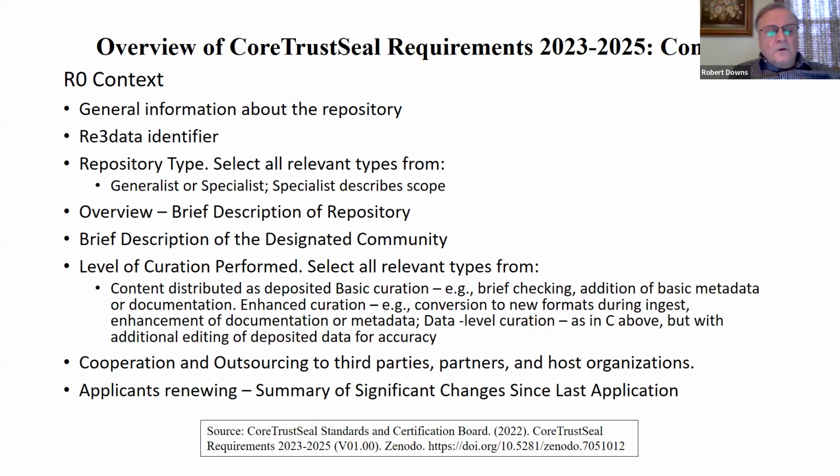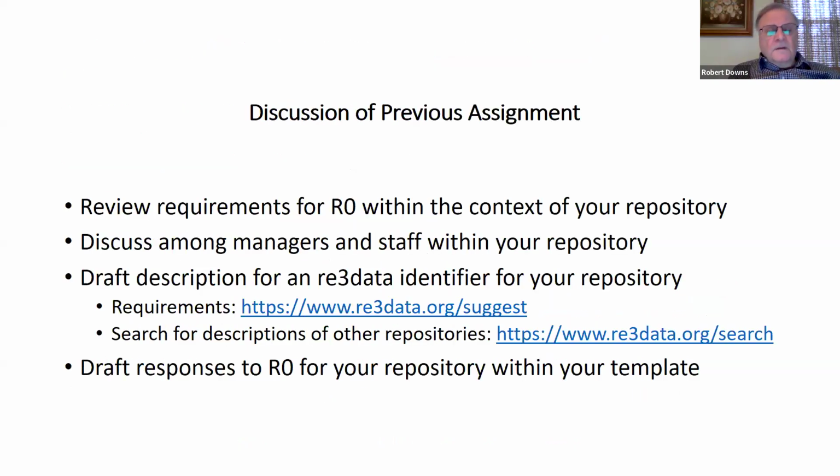Also, there's an opportunity to describe any cooperation you have, for example, with partners within your organization. Often that's referred to as insourcing, or outsourcing, where you're working with external third parties or other partners. And once you've completed the application and been certified, when you go for renewal, you would also describe any significant changes that have been made since your last application. But in the case of all of our repositories here, this is our first round, so we don't have to describe any changes since the last application.